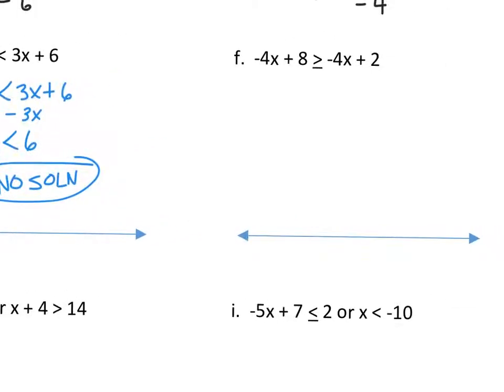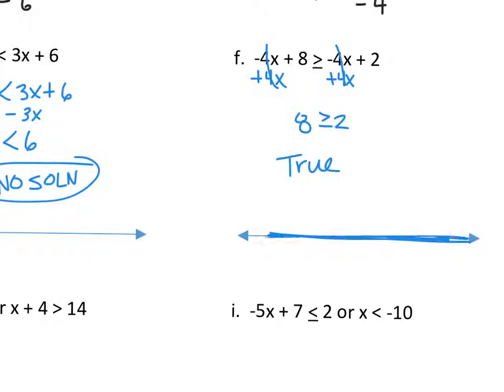Okay, letter F. I'm going to get my x's on the same side. Okay, this time I have 8 is greater than or equal to 2. This is a true statement. So this means that I would shade everything because the answer is going to be all real numbers. No matter what real number you plug in for x, the statement is going to be true. So everything is shaded on the number line.